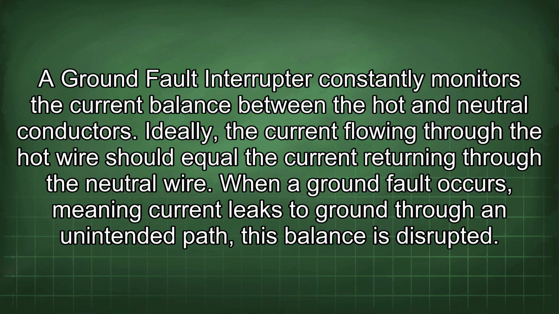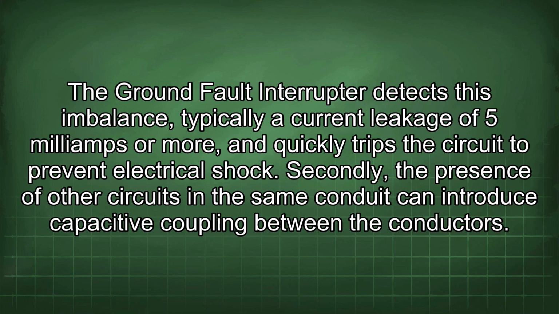A ground fault interrupter constantly monitors the current balance between the hot and neutral conductors. Ideally, the current flowing through the hot wire should equal the current returning through the neutral wire. When a ground fault occurs, meaning current leaks to ground through an unintended path, this balance is disrupted. The ground fault interrupter detects this imbalance, typically a current leakage of 5 mA or more, and quickly trips the circuit to prevent electrical shock.